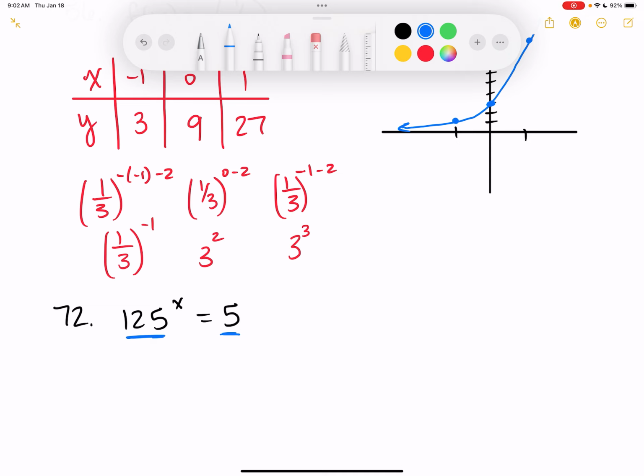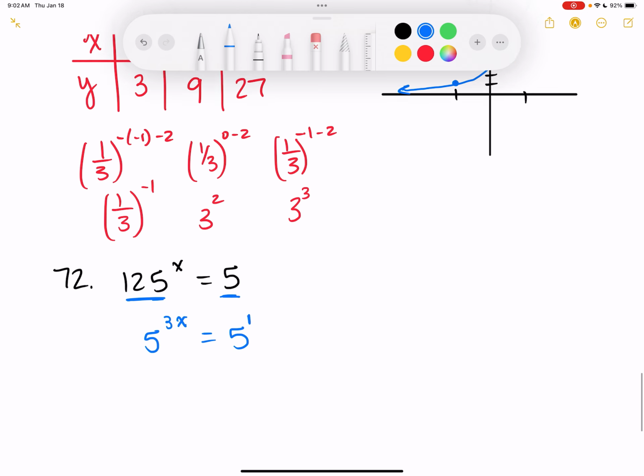So how might I rewrite that? Would it be 5 to the 3rd? 5 cubed, yep. So then I'm going to rewrite this as 5 to the 3 with the x as well, because the x is already there, is equal to 5 to the, in this case, this 5 has a 1 on it. So then I can take their exponents. So 3x is going to be equal to 1. So then x is equal to 1/3. And you just solve that equation.